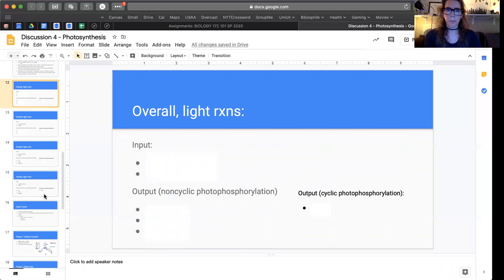Cool. So overall, we want to think about, okay, in the light reactions, what did we put in and what did we get out? So if you remember, we put in those photons, that initial photons that will hit the photosystem 2, and water, which was oxidized, remember, because it was losing electrons to the photosystem. And what did we get out? When we did the non-cyclic photophosphorylation, we got out oxygen from the first step, but we also got the ATP from the photosystem 2 electron transport chain, and then the NADPH from the photosystem 1 electron transport chain.